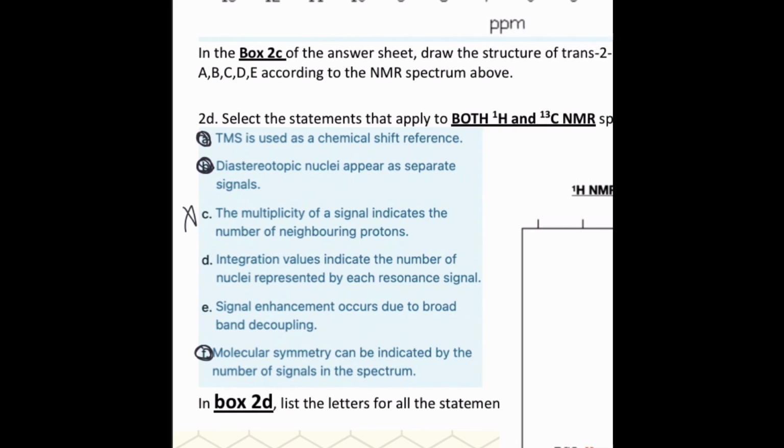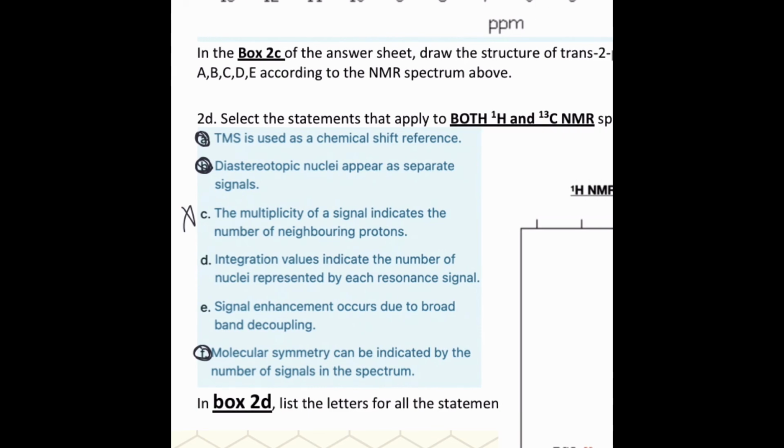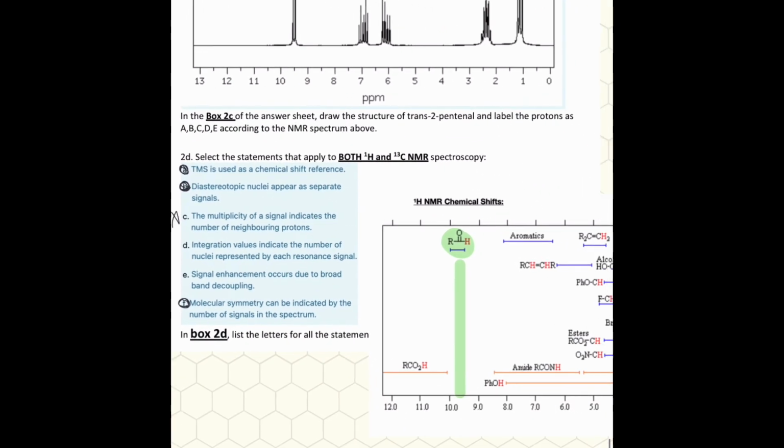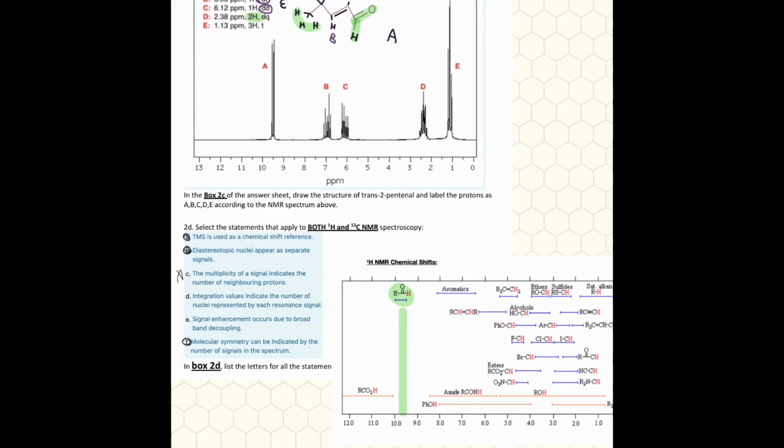Okay, moving on to the last part. I put ABF, and my reasoning for this is that for C, there's no multiplicity or integration for carbon NMR, and E is also just for H-NMR. For A, both TMS is used. For B, just like in the earlier part, where we did symmetry, that means nonequivalent carbons have different shifts, so B is correct for both of them. And F, exactly what we did for both of them. The symmetry is really important. So yeah, ABF, and that's the answers for question 2, I hope.